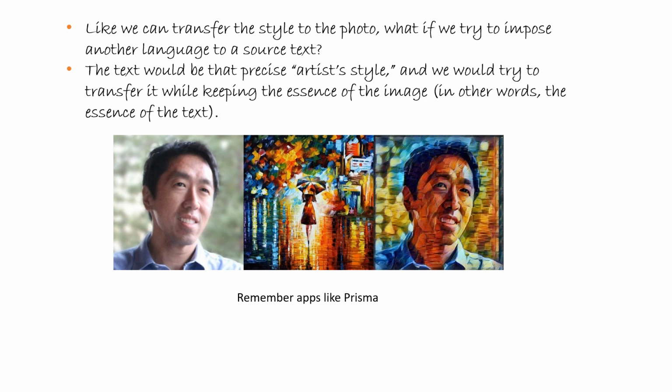You might remember the Prisma app, right? A few years back, probably last year, it became so popular, with everyone using Prisma to check how they look or how they would look when older. This is basically a style transfer concept from deep learning in vision. We take a precise artist's style and transfer it while keeping the essence of the image, or in other words, the same essence of the text.